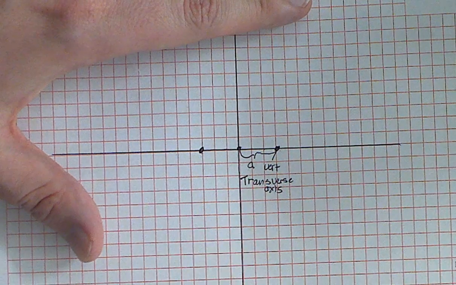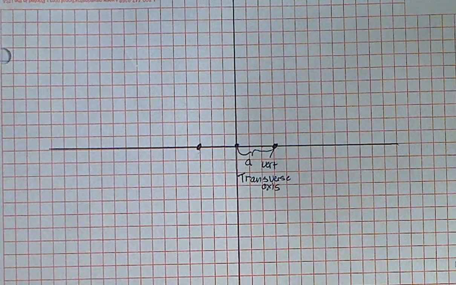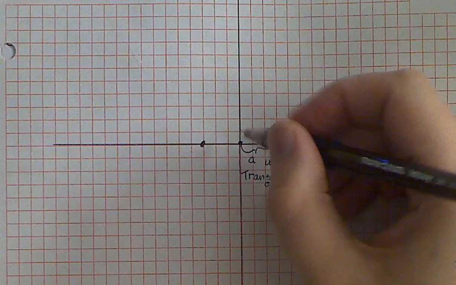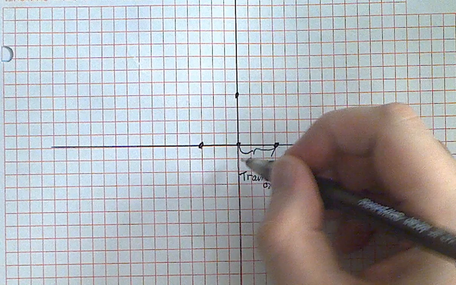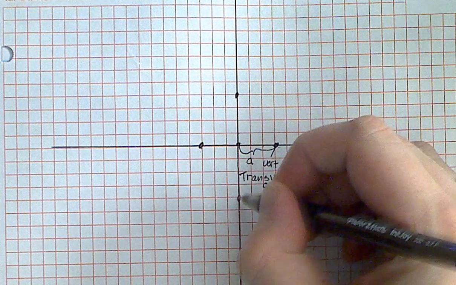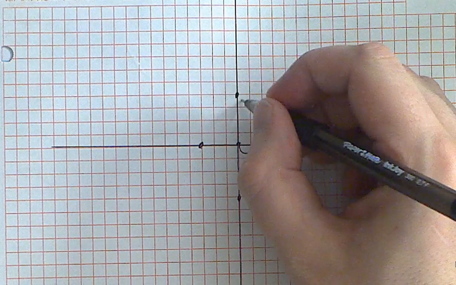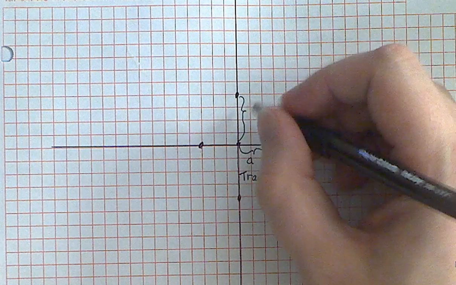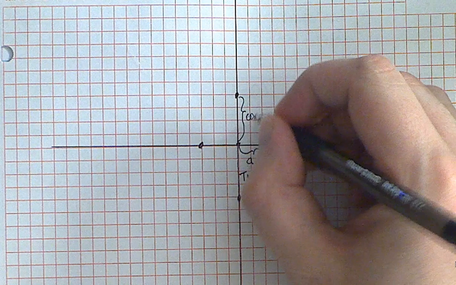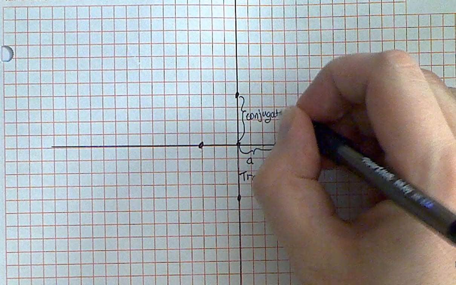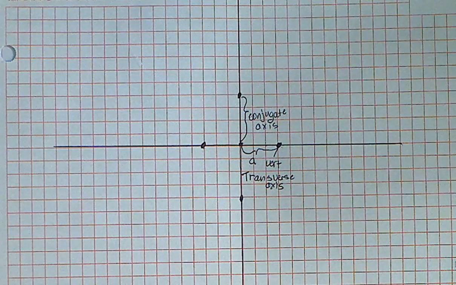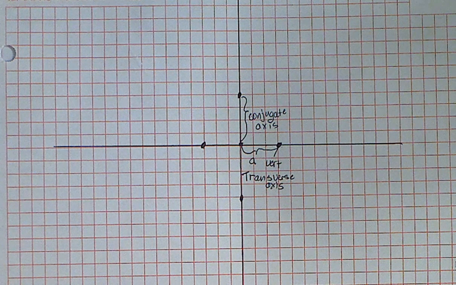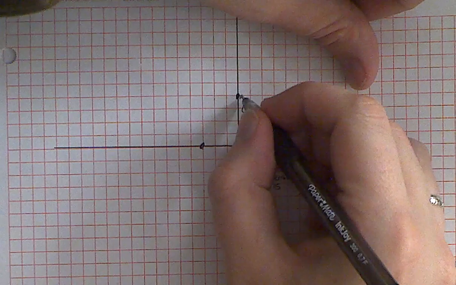Now, the conjugate axis goes vertically, and the conjugate axis is going to be up 1, 2, 3, 4, and down 1, 2, 3, 4. What does that do? This allows you to find the asymptotes. The difference between the two is that the point at the end of the conjugate axis doesn't do anything, but it defines this box. And I'm going to draw in this box with dashed lines.